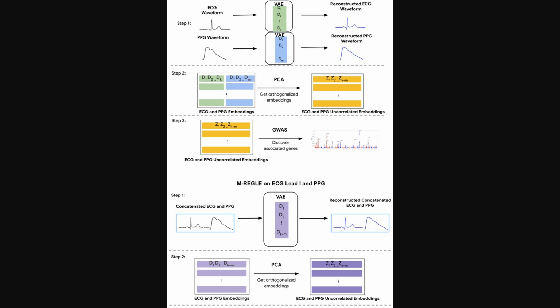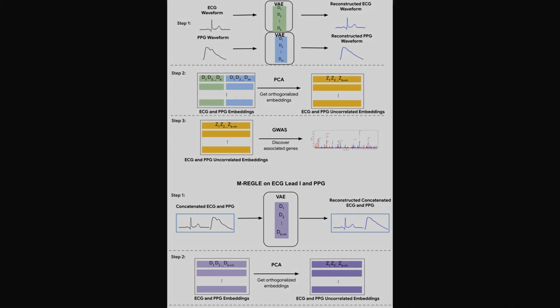Alright, so this diagram helps visualize the core idea. It shows how M-REGLE works by first combining different data streams, like an electrocardiogram and a photoplethysmogram, into one. This combined signal is then fed into a convolutional variational autoencoder, which is an AI model that learns a compressed signature of the data. After that, a technique called principal component analysis refines these signatures to make sure they're distinct. Finally, a genome-wide association study is used to link these signatures to specific genes. This joint approach is the key difference from older methods, which analyzed each data stream separately.